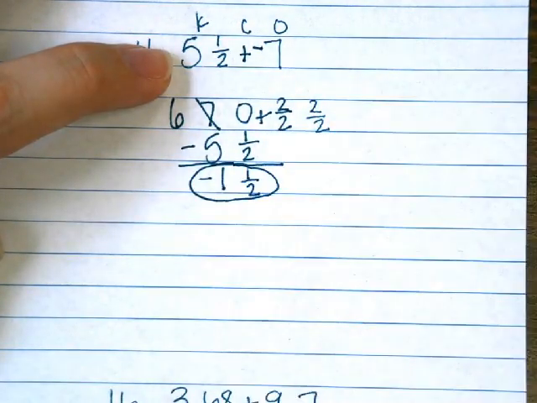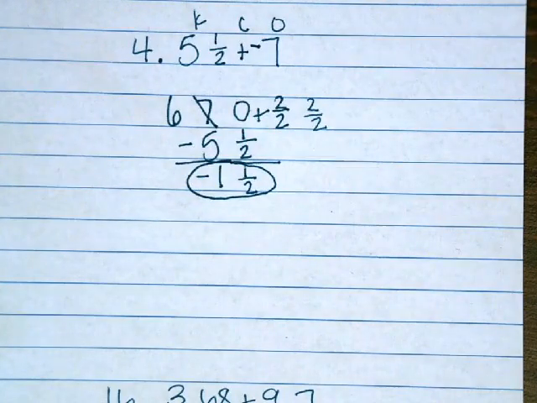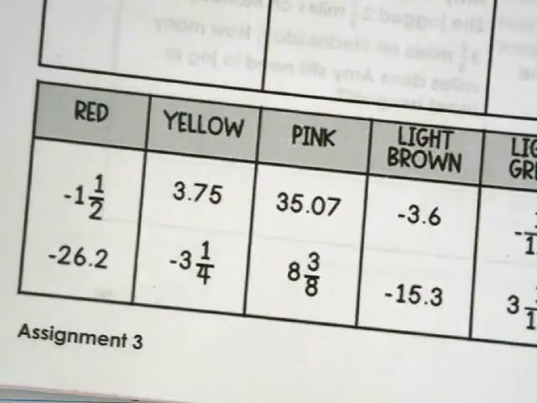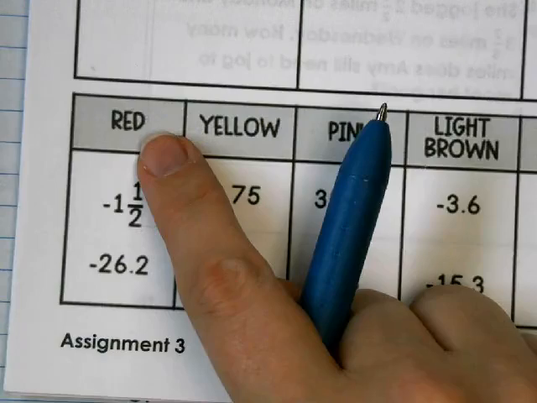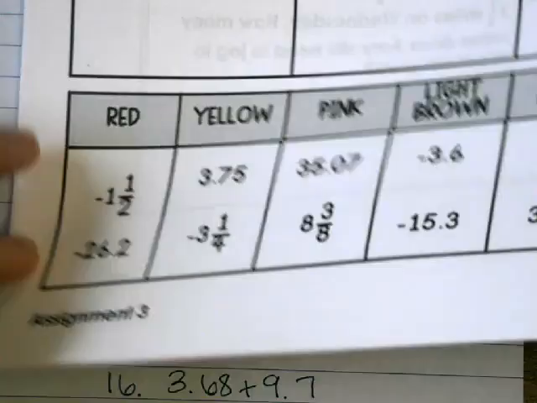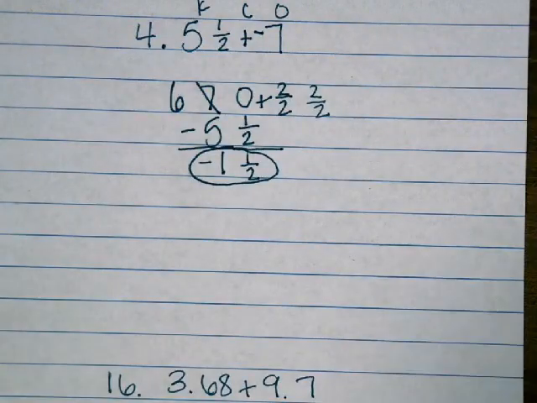So when I look back at my paper, I see a negative 1 1/2 is under red. So then I know that all of the 4s are going to be red.